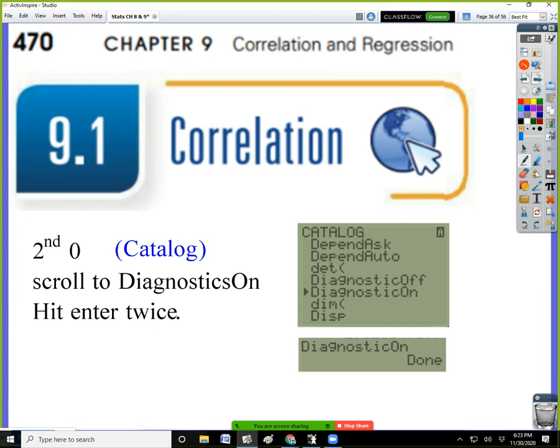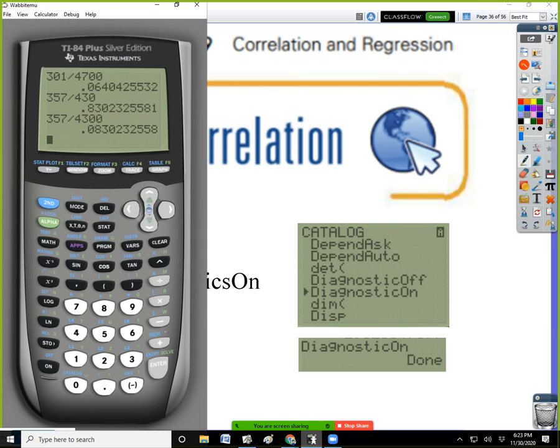Okay, so to turn diagnostics on, we go to second 0, which pulls up the catalog function. So if I go second 0 and I start angling down, let me go over to my keyboard so I can hold the button, right? So I just arrow down until I get into the D's.